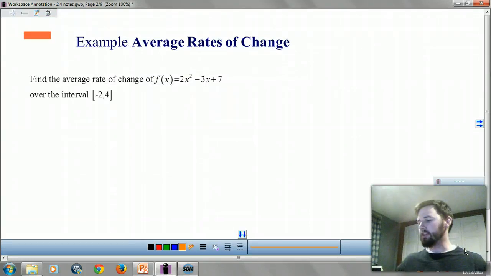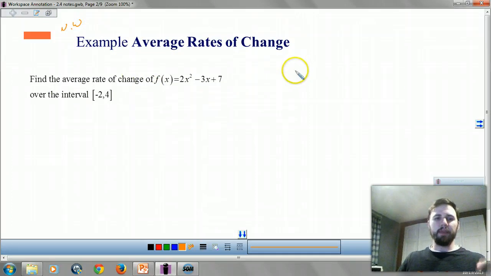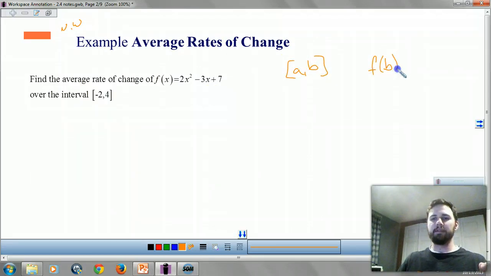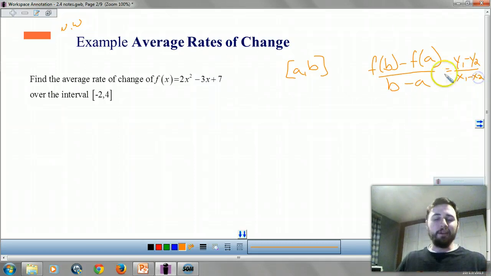Let's find average rate of change first. Of course, examples are noteworthy. Just so you know, if you're finding the rate of change from the interval A to B, that's the same as f of B minus f of A all over B minus A, which is also known as your y1 minus y2 all over x1 minus x2 because it's slope.